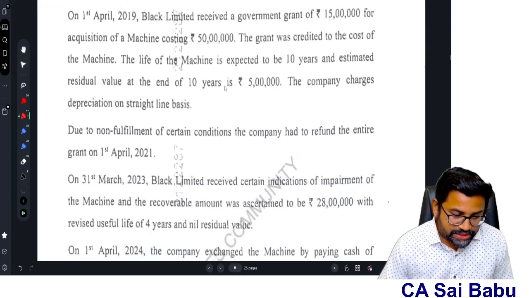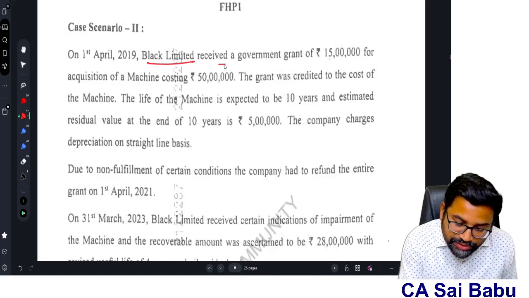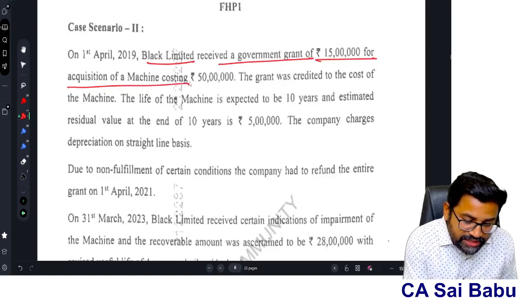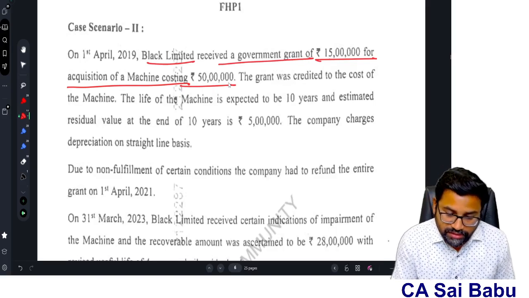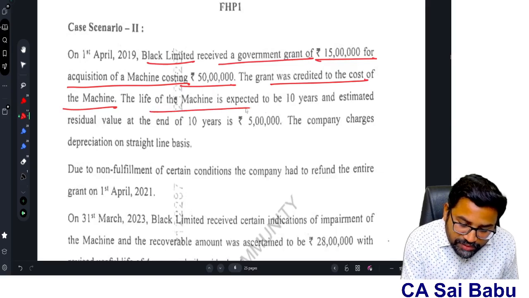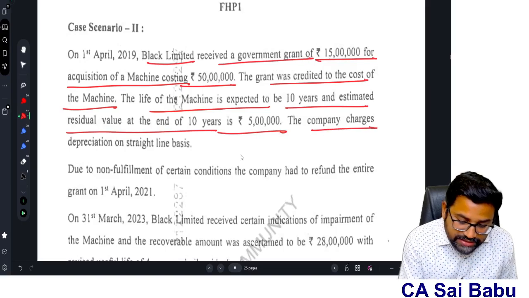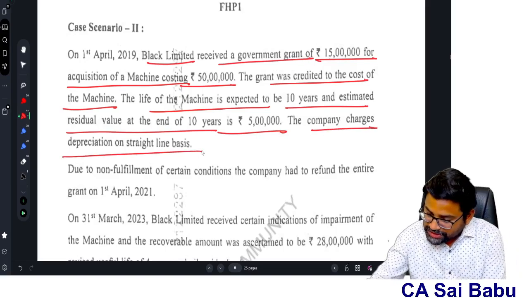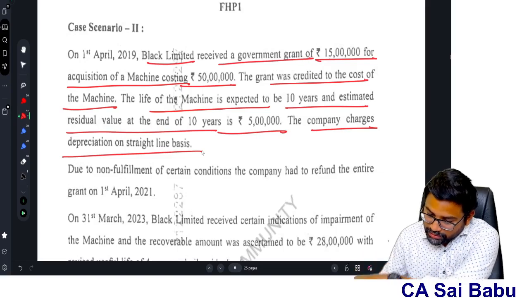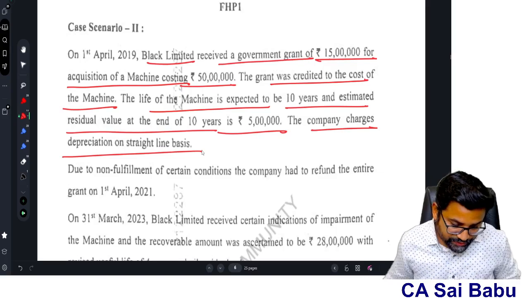Next, case scenario 2. On 1st April 2019, sir, Black Limited received a government grant of 15 lakhs for acquisition of a machine costing 50 lakhs. The grant was credited to the cost of the machine. The life of the machine is expected to be 10 years and the estimated residual value at the end of the 10 years is 5 lakhs. The company charges depreciation on straight line basis.